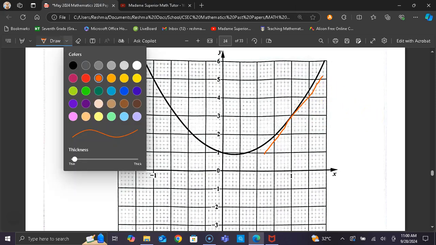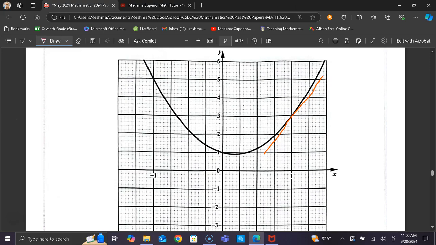To find the gradient of the tangent, we just need to find 2 points on our tangent. I'm going to choose this point here and this point here. Ideally, you try to find points that lie on the grid lines, so it'll be easier to read off. So let's look at the scale. The scale says that 4 blocks is every 1 unit. So therefore this is 0.25, 0.5, 0.75, 1. So this will be 1.25, and the y coordinate is 4. The next point will be 0.75.